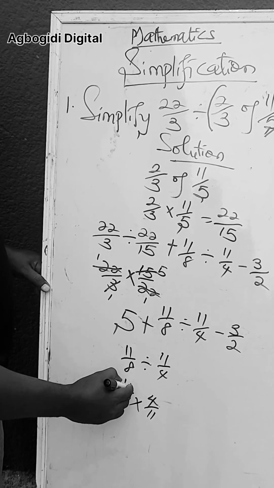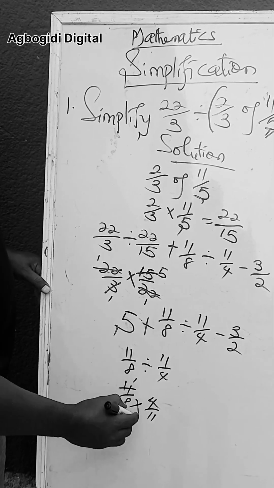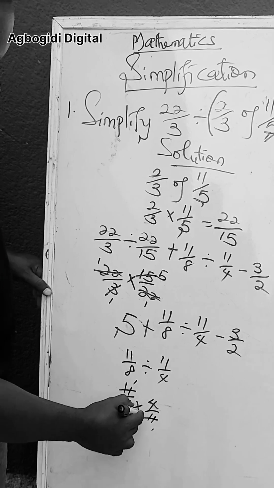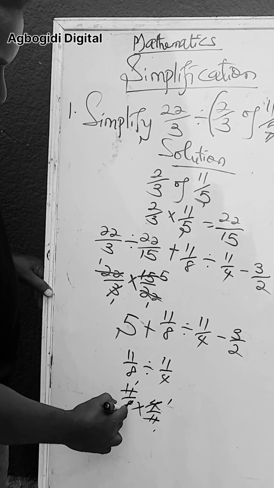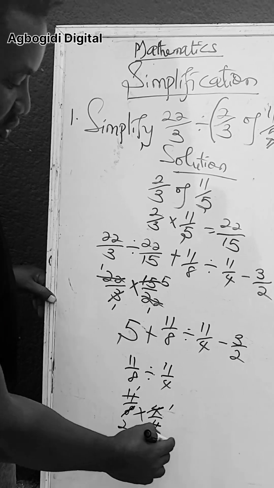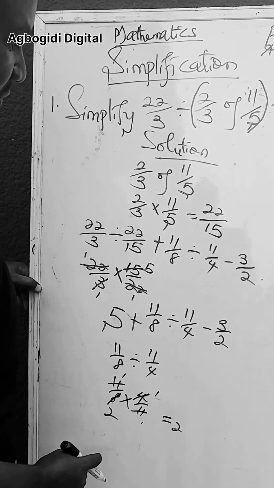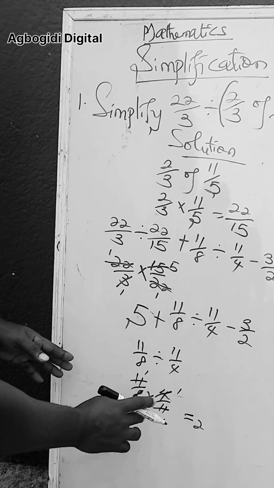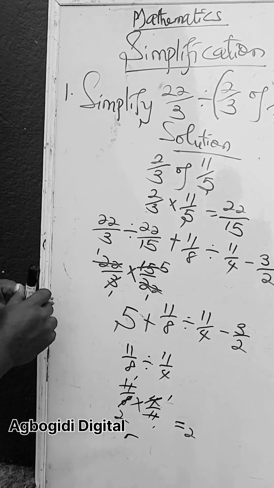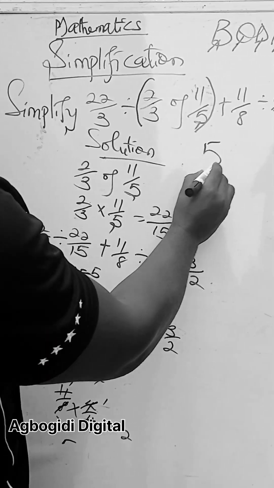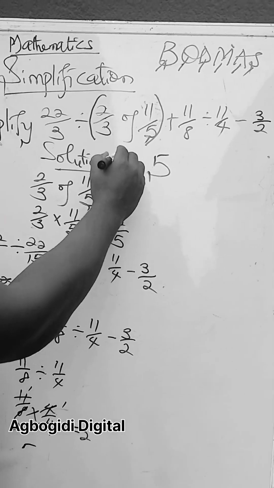4/11. Now 11 here will divide itself, we have 1. Divide this, you have 1. 4 can divide 8. 4 here, you have 1. 4 into 8, you have 2. So here you have 2. But this is not our final answer. So we bring in this 5 again. We continue from this side.